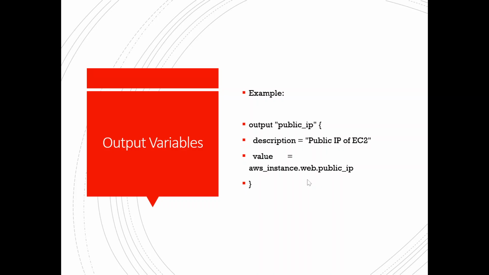Next, we'll see output variables. Outputs allow you to print or export values after Terraform runs. Once Terraform finishes applying the configuration, it automatically displays these values in the console. It's perfect for IP addresses, IDs, or connection URLs.